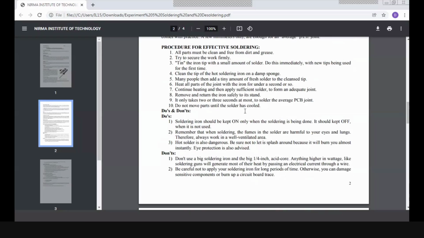Okay? Until the solder cools, do not move the parts, otherwise your joint will not be proper.